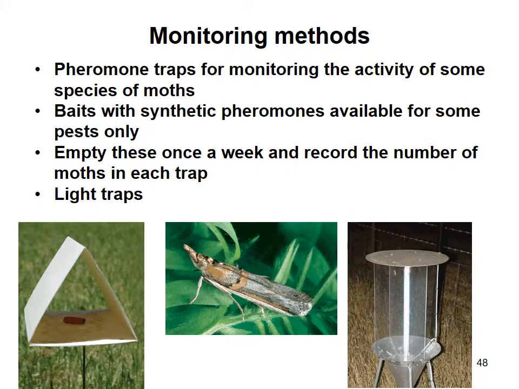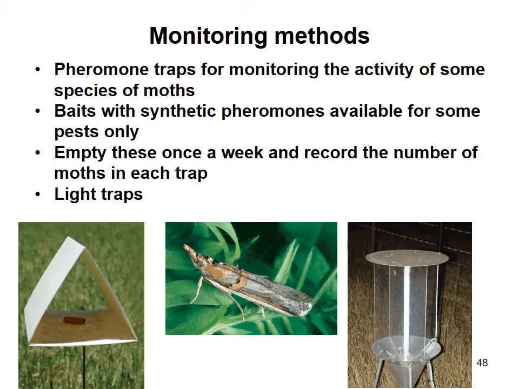Monitoring methods also include the use of pheromone traps. These are used for monitoring the activity of some species of moths, and pheromones, of course, are chemicals produced by the female to attract the male moths. Pheromone traps for Etiella moths of lentils specifically attract Etiella, and they last for about 1 month.